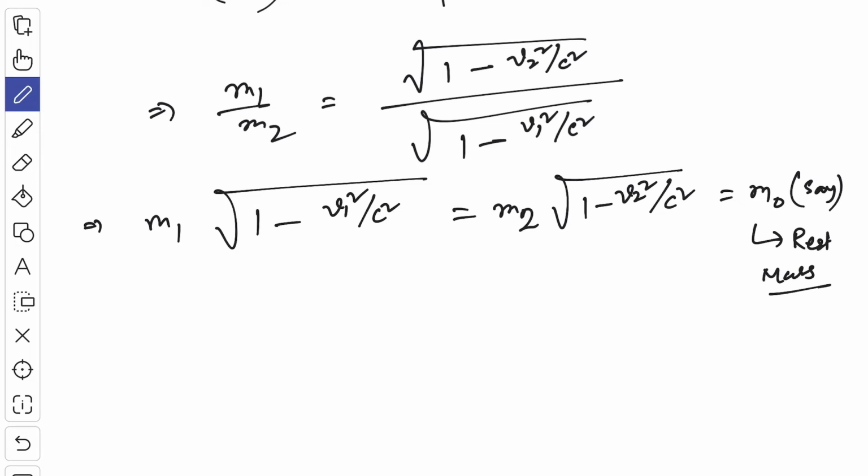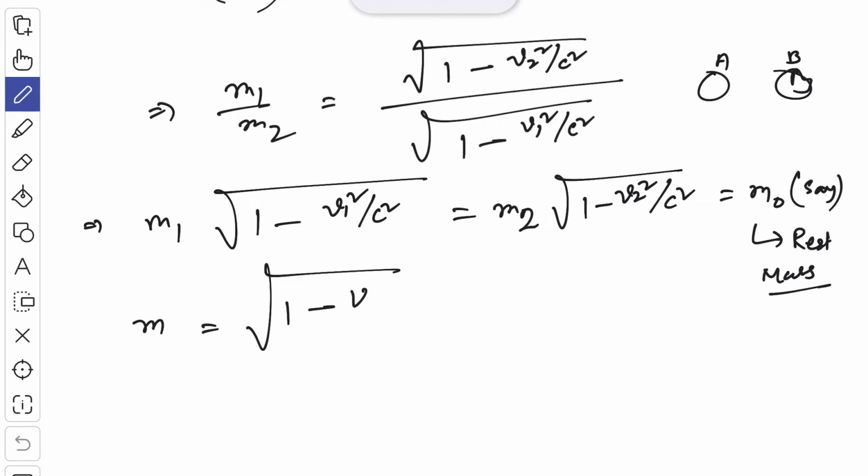Now if you consider that both the two bodies A and B are moving with the same velocity and they are of the same mass, or you can consider the system of one particle, then you can write this expression in this way: m is equal to m naught by root over 1 minus v square by c square.